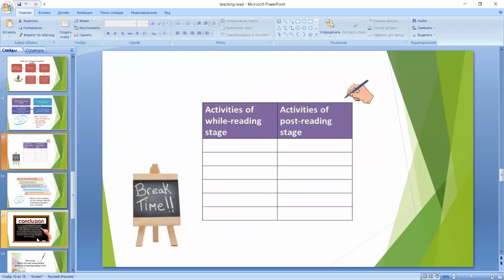We have more methods to give the students. For example, when we motivate them to read books: activities in the while-reading stage, activities in the post-reading stage. Here we can write some activity words and divide them into two groups.